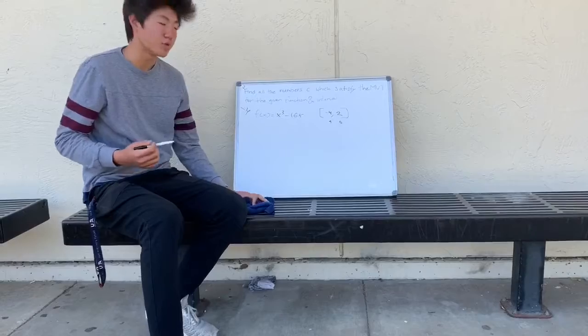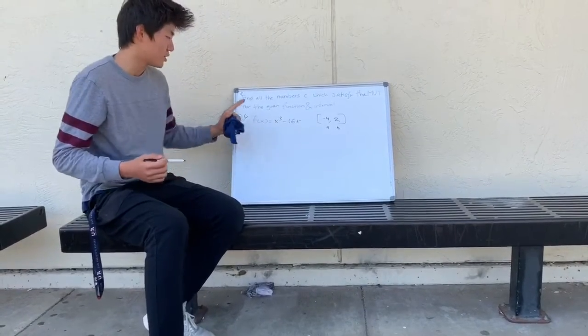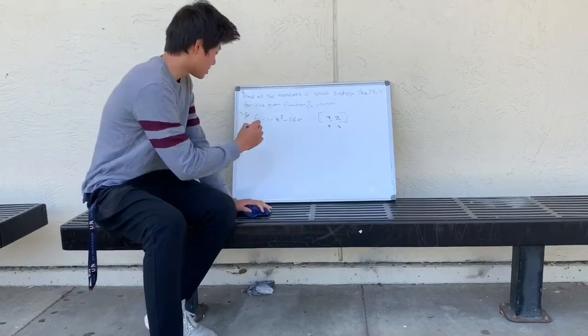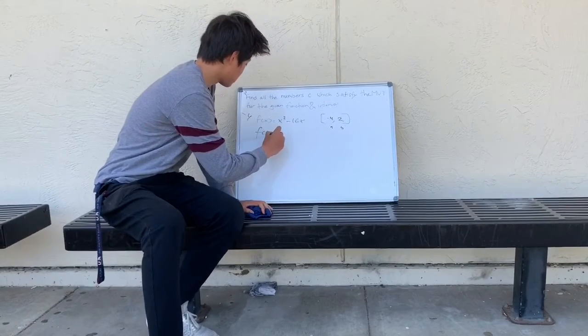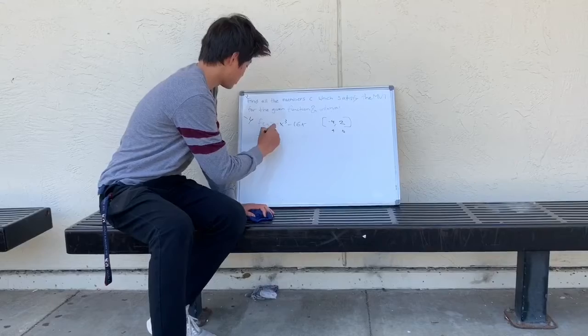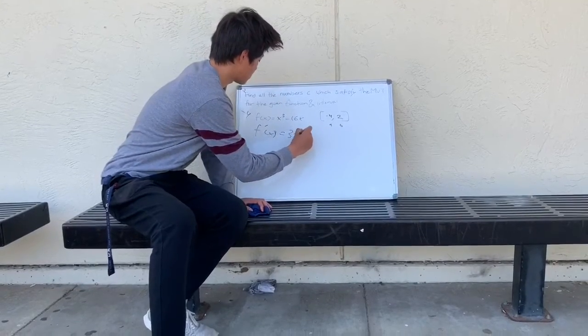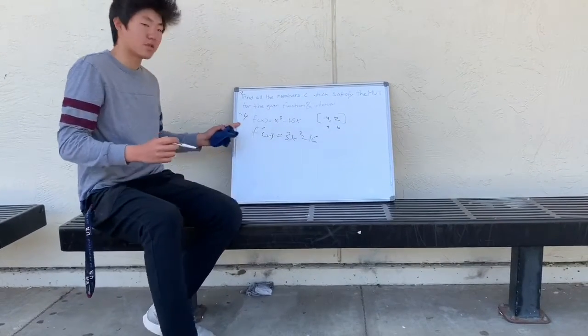Alright, now, as we recall, mean value theorem is the average value equals the instantaneous rate of change. And so first we have to find the derivative of the function, which will be... then we just have to make it equal to negative 4.